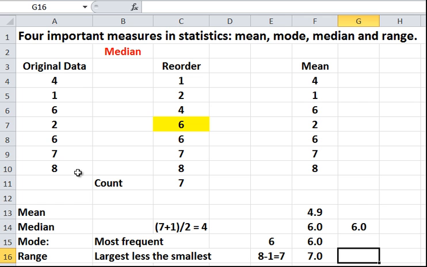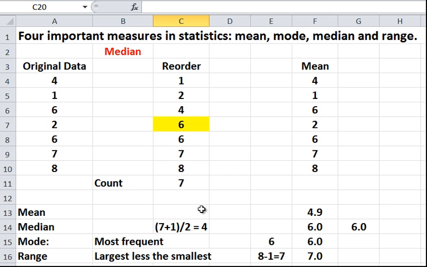Now, if we're going to calculate the median, the middle one, one technique is to just reorder the numbers so that you can find the middle one easily. In this case, the middle one would be 6, because it would fall in there somewhere. So that's the middle number, which would be the median.